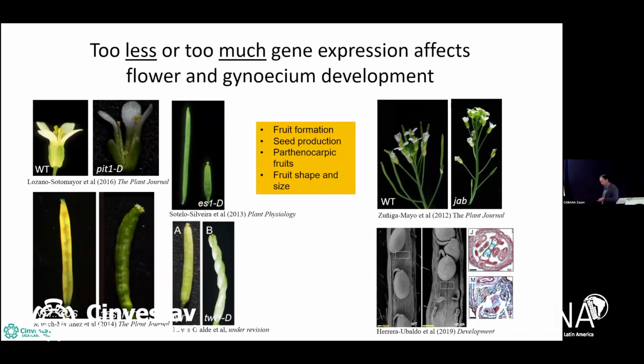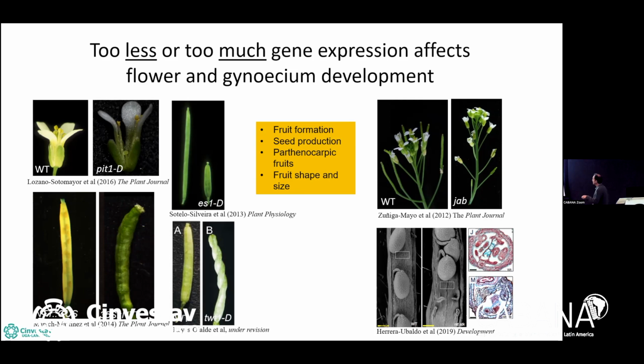And this is to show some examples. So I'm not going into gene names now, but the point here is that too little gene expression or too much expression of a gene can alter developmental processes really a lot. And this is basically also how traits are selected during domestication. At the end, it mostly comes down to changes in gene expression, which can be more or it can be less.